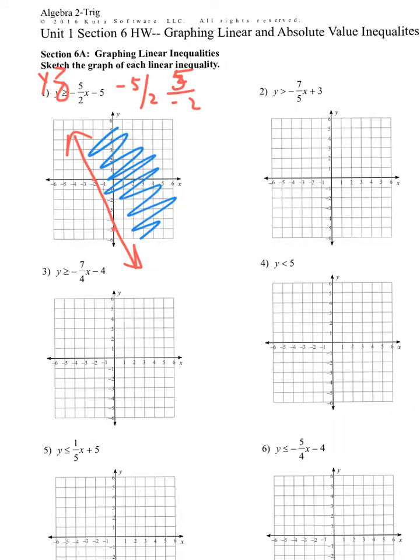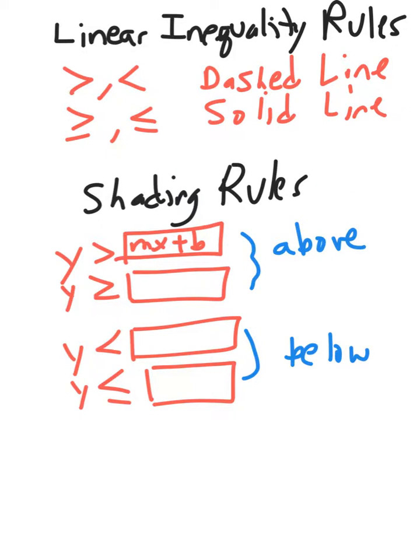Okay, let's go to another set of rules. If you need to pause this to write these down, you can do that. But linear inequality rules: the dashed line is when there's no equal sign underneath your greater than or less than sign. And if there is an equal under there, it's going to be a solid boundary line. The shading rules for shading above or below the line: if y is greater than or equal to mx plus b, you shade above. If y is less than or equal to, you shade below.